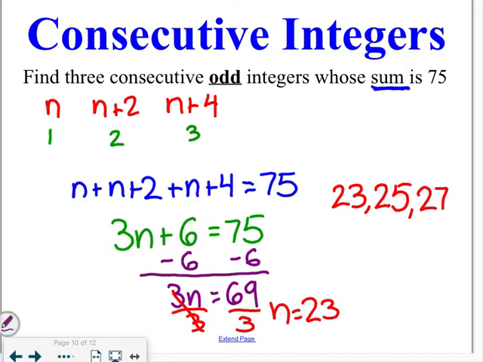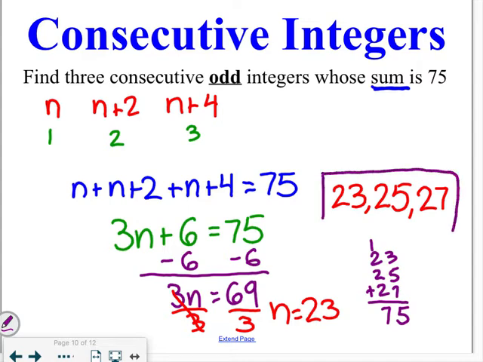If you wanted to double check, you could do 23 plus 25 plus 27. Add those up. You get 15. Carry the 1. 75. So it checks out. So your 3 consecutive integers are 23, 25, and 27.